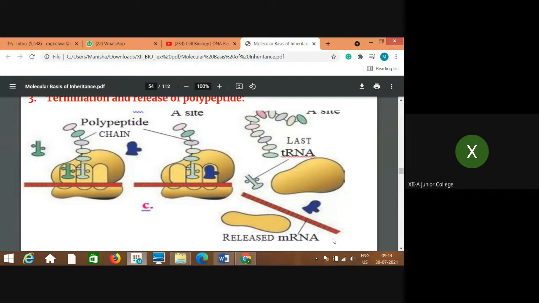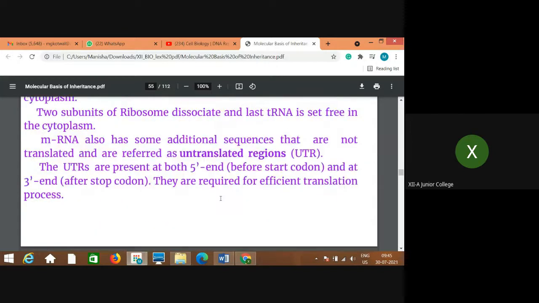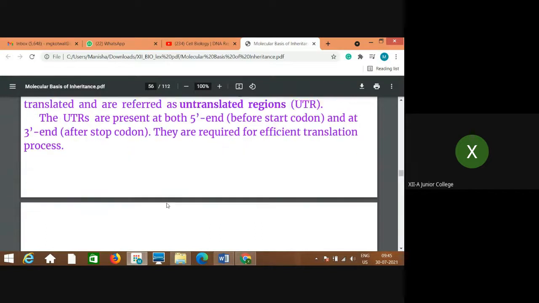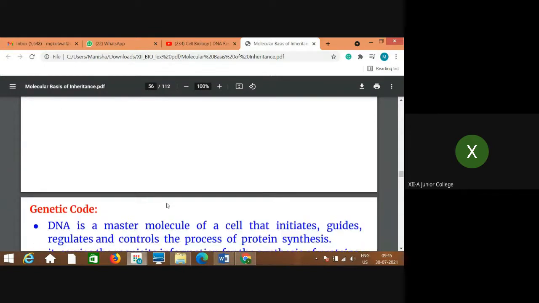Even the last part at the 3 prime end, as well as the 5 prime end of the mRNA, is not involved in translation. That is called the UTR, the untranslated region. The UTRs are present at both the 5 prime end, that means before the start codon, and at the 3 prime end, after the stop codon. They are required for an efficient translation process. I hope you have understood this part.